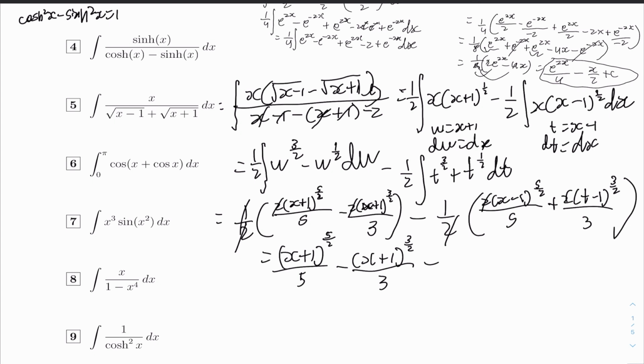Wait, that actually works very nicely. We have now subtracting (x minus 1) to the 5 over 2, over 5, and subtract finally, and I realize I put a t here once again. I don't know why I did the same thing. This is (x minus 1) to the 3 over 2, over 3, plus c. So this should be our answer.